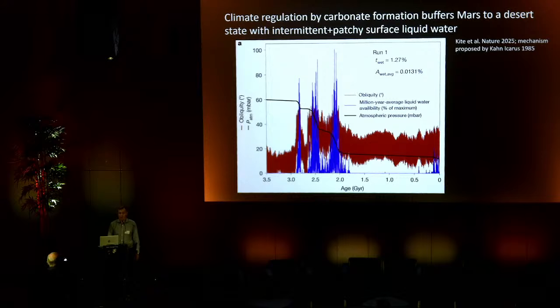I still find it hard to understand how, with a pressure of only 60 millibars or less, liquid water could be stable. There isn't much, and evaporative cooling suppression is more important than the greenhouse gas. Thank you.